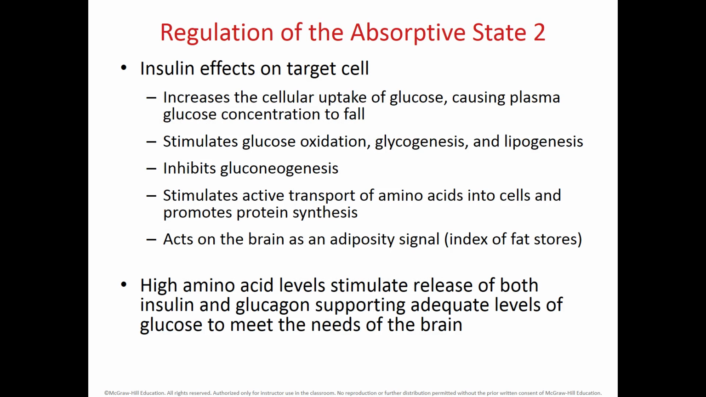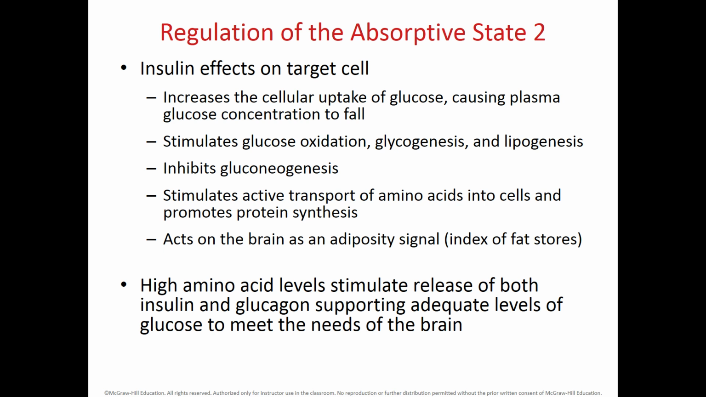So there are so many effects of glucose on target cells. First, it's going to increase the cellular uptake of glucose, so you will have a decrease of glucose in your bloodstream, and then your glucose is going to be oxidized in glycolysis, just in case that you need this glucose to be transformed into ATP. But also, if you have excess of glucose, you will form glycogen in glycogenesis, or you can form storage of fat into what we call lipogenesis.